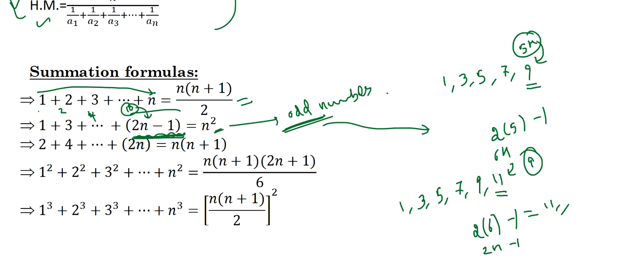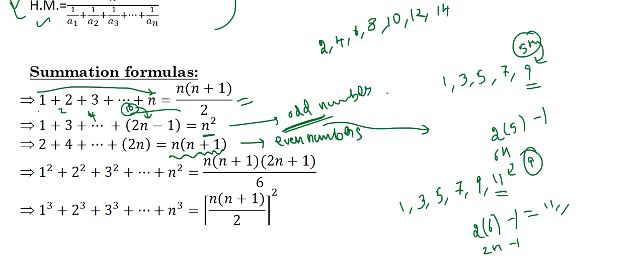Now the sum of n odd numbers will be n square. And what will be the sum of n even numbers? It's going to be n into n plus 1. So why here 2n? Again simple, same thing: 2, 4, 6, 8, 10, 12, 14. Here 14 is my 7th term. How to determine the value 14? Simply 2 into 7, 2 into n.